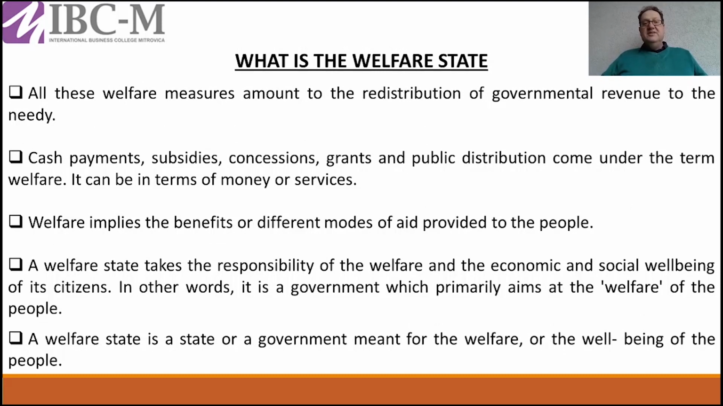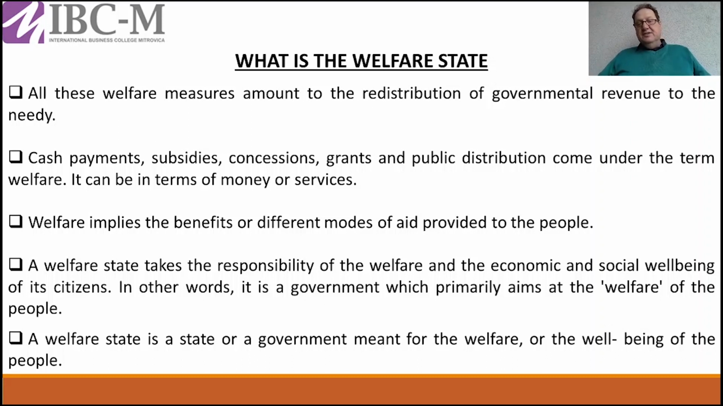Furthermore, all these welfare measures amount to the redistribution of the governmental revenue to the needy. So we would have cash payments, subsidies, concessions, grants, and public distribution that come under the term of welfare. It can be in terms of money or in terms of services. Whatever is being given to the citizens, be it in terms of money or be it in terms of the services that they need, are basically the mechanisms of the welfare state.